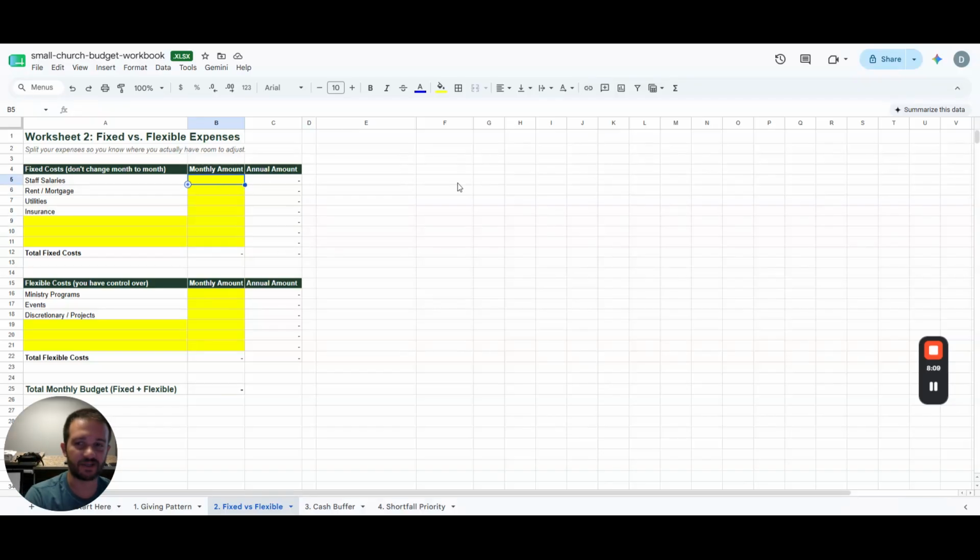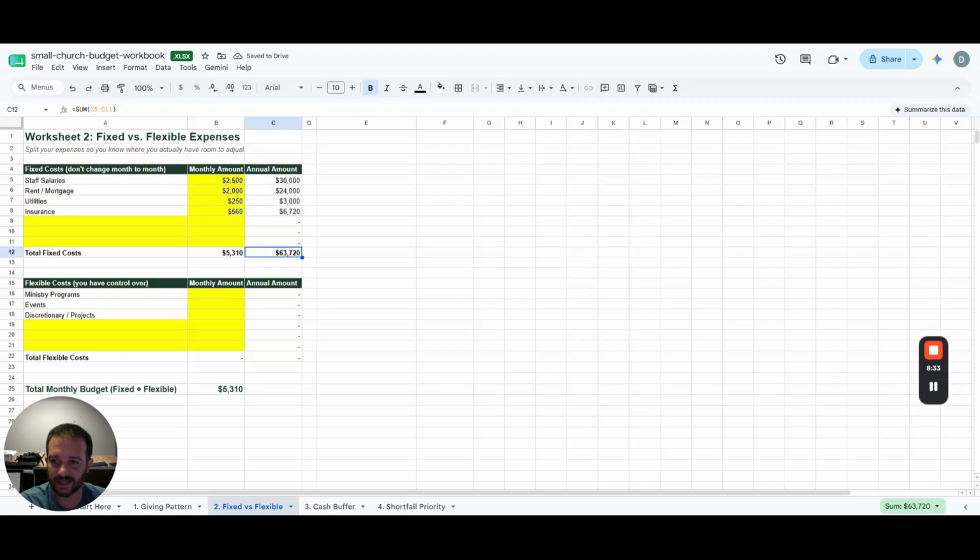So let's say the staff salaries is $30,000 per year. Now, remember, this is a monthly amount. So I usually look at things annually, but you can put them in monthly. Rent and mortgage, so let's say that's going to be $2,000 a month. Utilities, $250 a month. Insurance, $560 a month. So as you can see, it's annualizing these things.